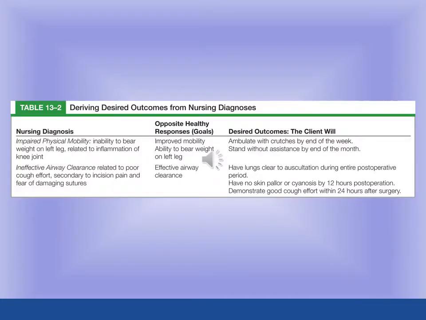This slide is deriving desired outcomes from nursing diagnoses. Let's just say that our nursing diagnosis is impaired physical mobility, and that's going to be the inability to bear weight on left leg related to inflammation of the knee joint. Our goal is going to be improved mobility, ability to bear weight on left leg. And you see, that's very broad. Just improve mobility. We can't measure that, but that's our goal. But our desired outcome is specific.